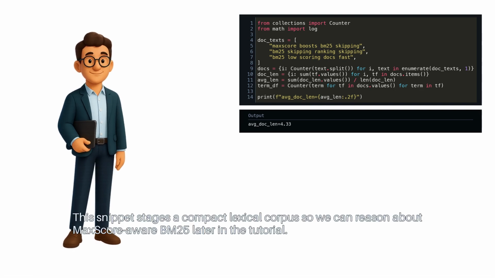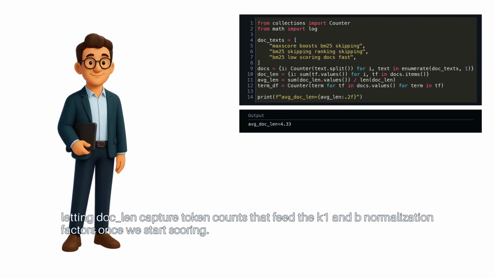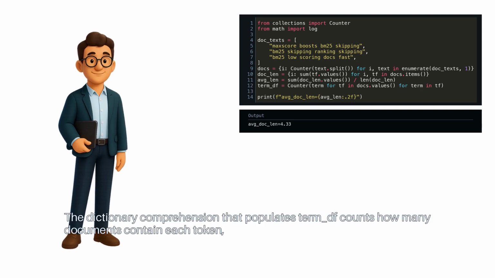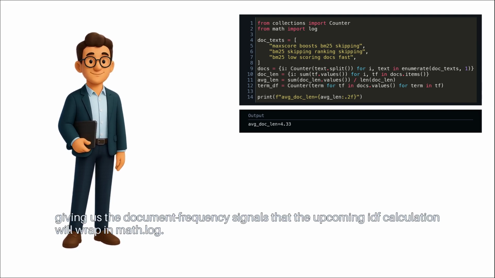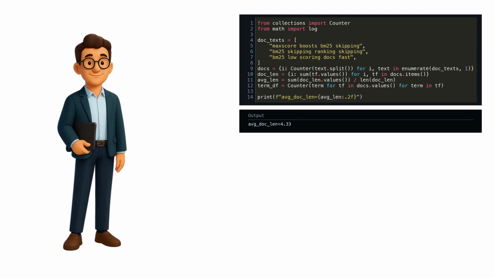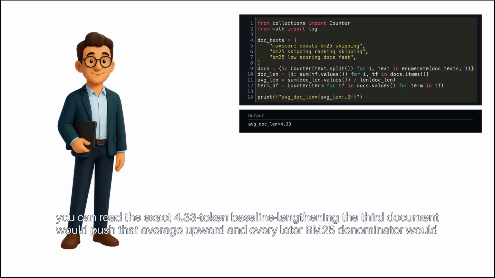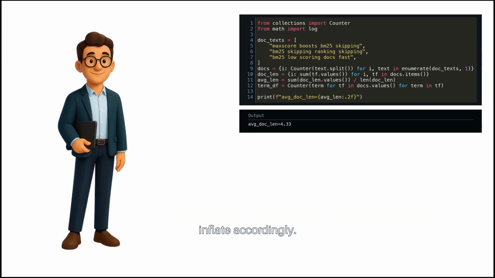This snippet stages a compact lexical corpus so we can reason about MaxScore-aware BM25 later in the tutorial. It enumerates doc texts into the counter-based docs mapping, letting doclen capture token counts that feed the K1 and B normalization factors once we start scoring. The dictionary comprehension that populates term DF counts how many documents contain each token, giving us the document frequency signals that the upcoming IDF calculation will wrap in math.log. Because we print average doclen, you can read the exact 4.33 token baseline. Lengthening the third document would push that average upward, and every later BM25 denominator would inflate accordingly.